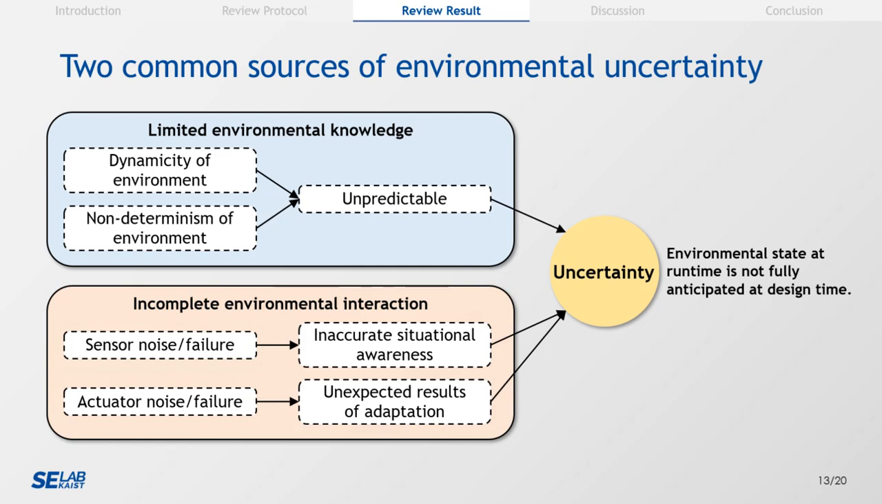We found the primary studies were motivated by diverse reasons, but the uncertainty they mentioned could be categorized into these two common sources.